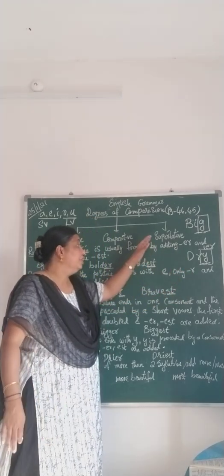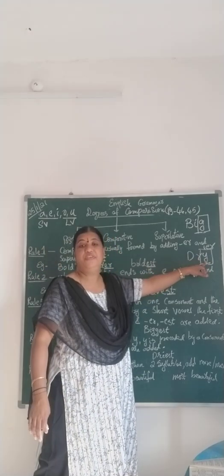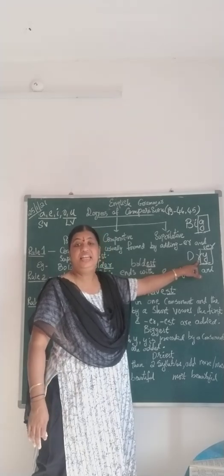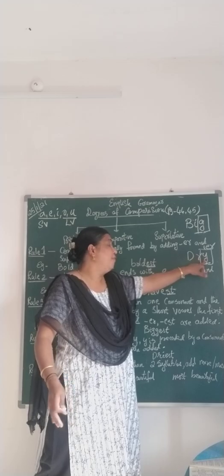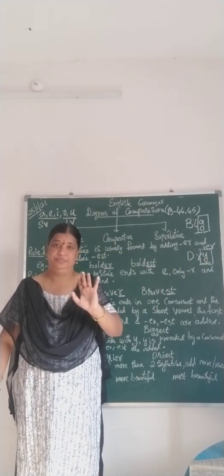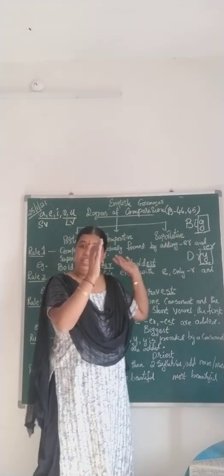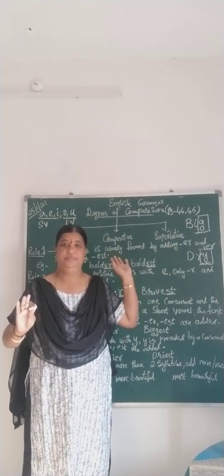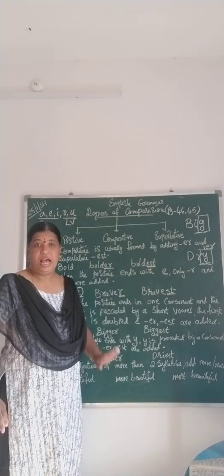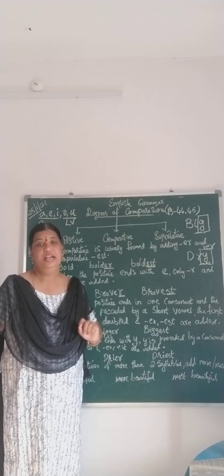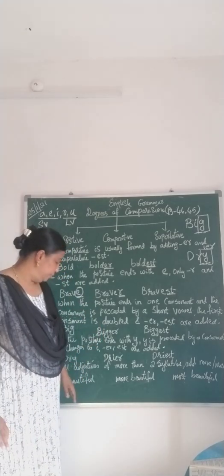Yes. Now, in this rule, if before this Y there is a vowel, like A, E, I, O, U, then Y will not change to I. Okay? Y will not change to I. You will just add ER and EST. Understood? So, that is rule number 4. I hope you must have understood now, children. Yes? Now, last rule, rule number 5.